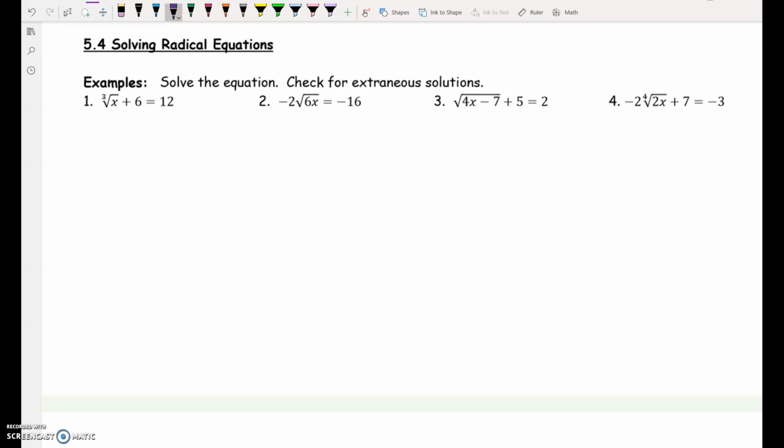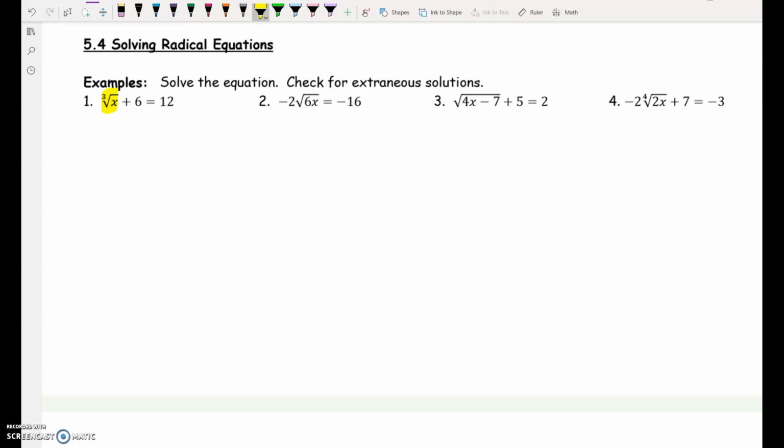Today we are solving radical equations. So these are equations that have radicals in them, and we need to find a way to isolate and undo the radical. So the first step is always isolate. Whatever the radical is, you want to get that thing by itself.